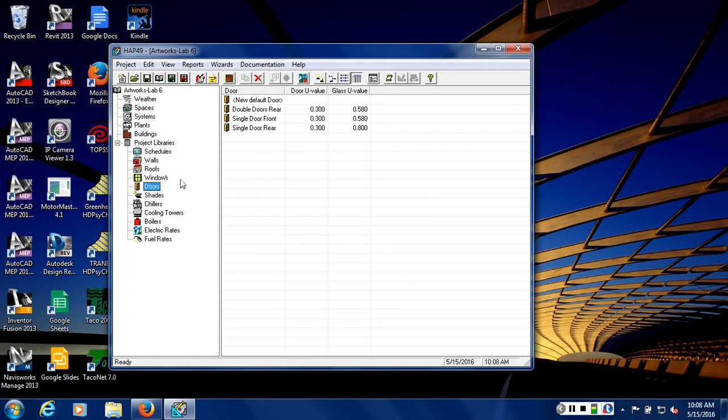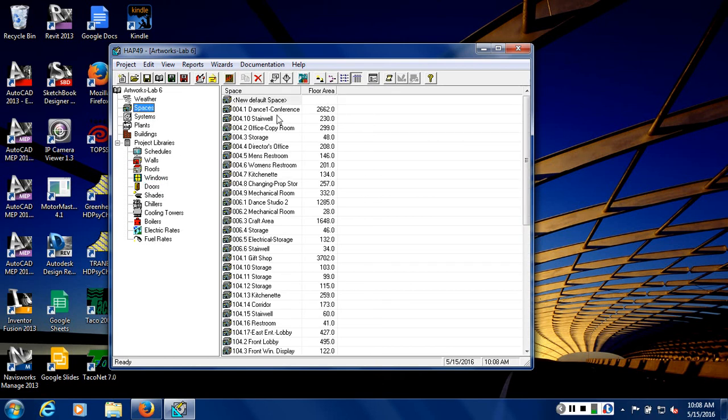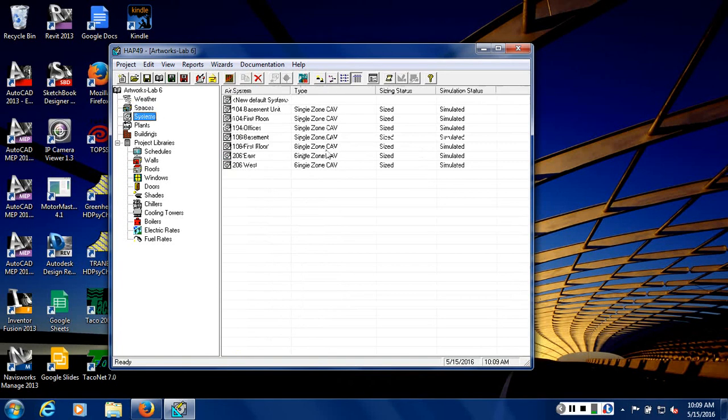Right now what we have is enough information built in here, as long as somebody put in all the different rooms. Now these rooms should coincide with those space input forms that you were given in week 3. These 7 systems should correspond to the 7 systems that are located in Artworks.